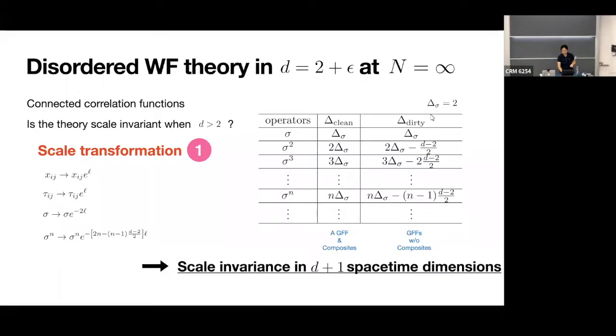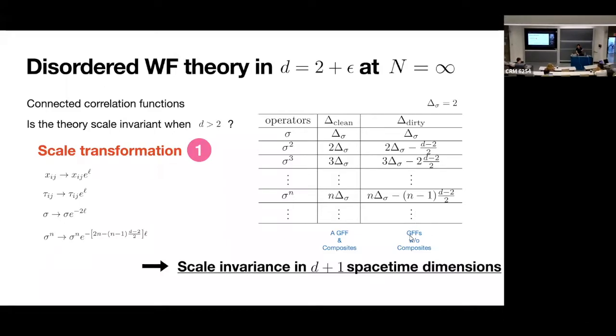So the theory in the scaling limit is obviously different from what we have in the clean limit. Here I compare them in this table. In the clean limit, we have the fundamental operator sigma and its composite operators. The scaling dimensions of the composite operators are multiples of the scaling dimension of sigma. So this is a theory of a generalized free field and its composites. But differently, in the dirty theory, each composite operator gains a different anomalous dimension, meaning they are now different types of operators. And since they have vanishing higher point functions, each of them is a generalized free field.